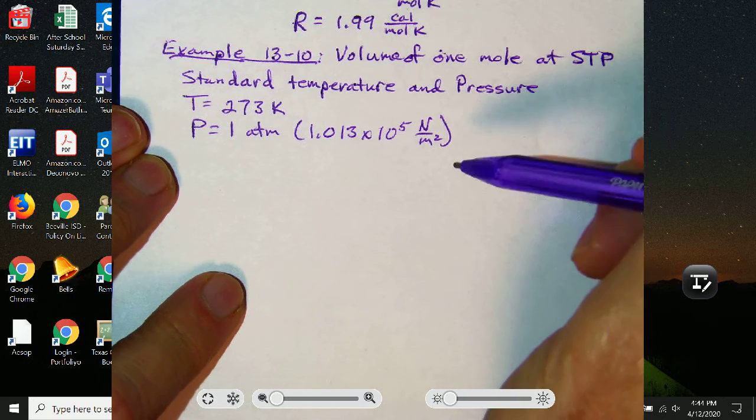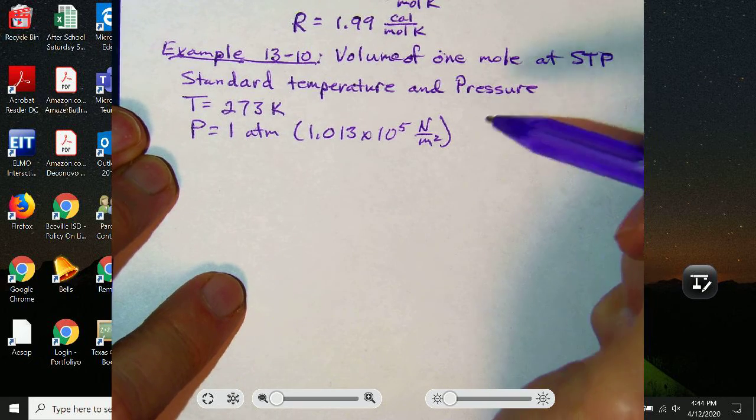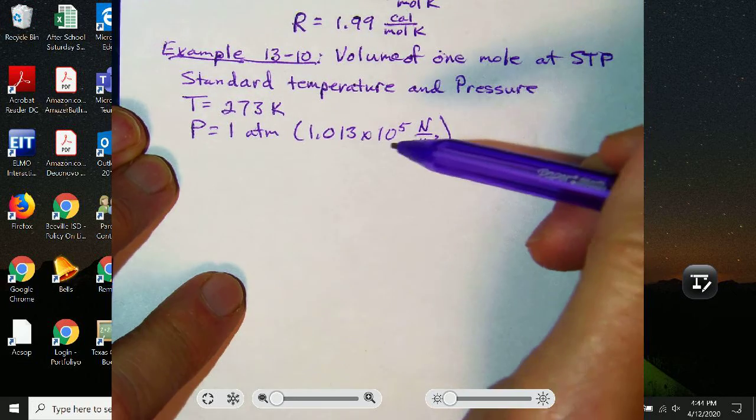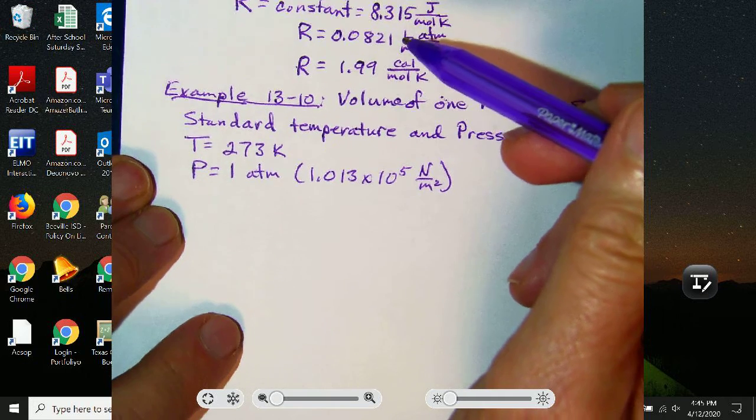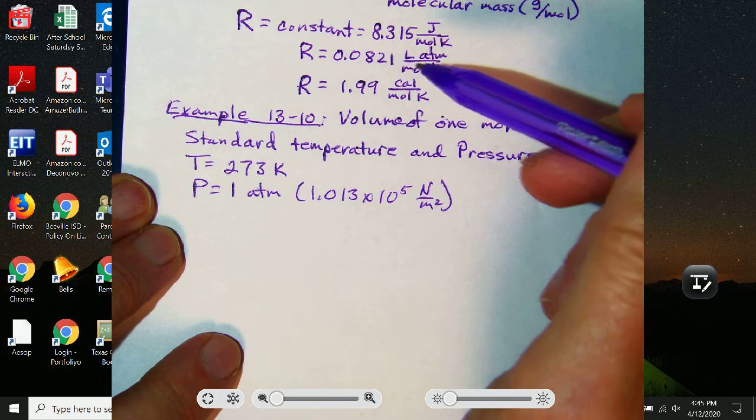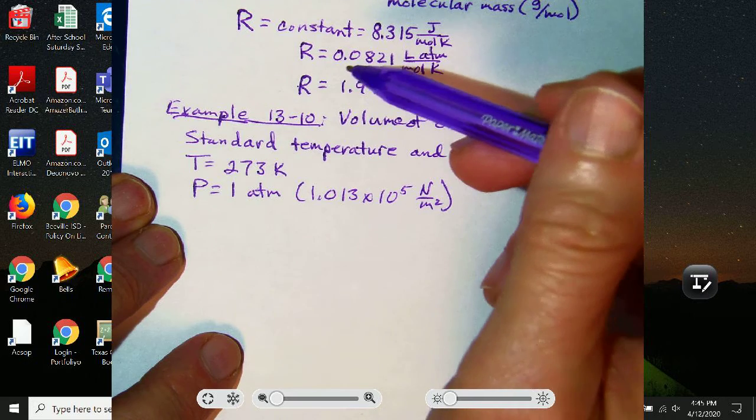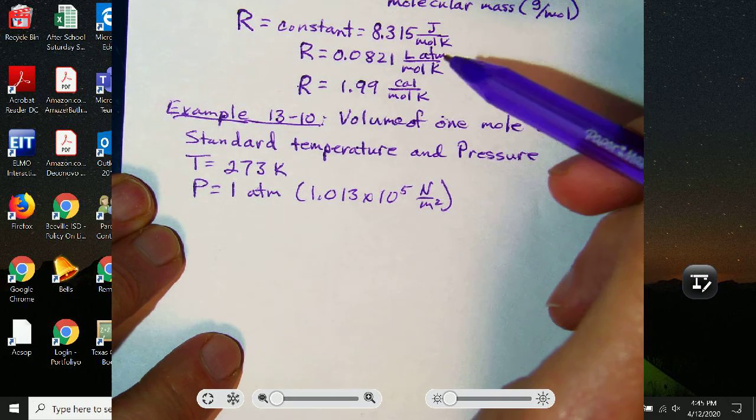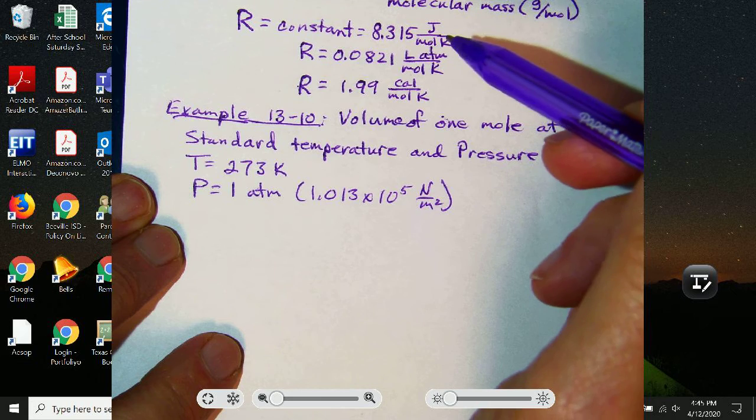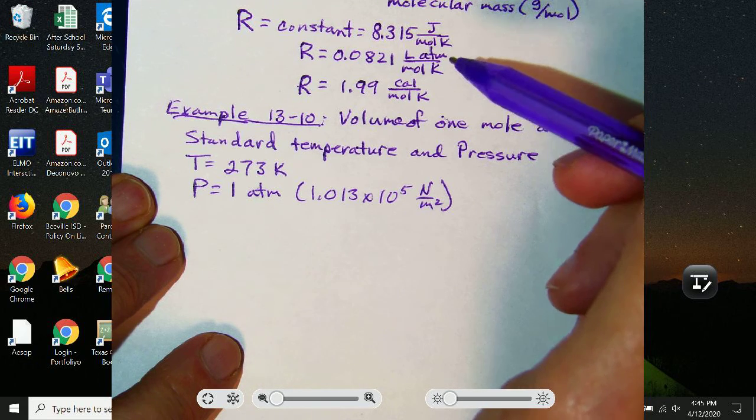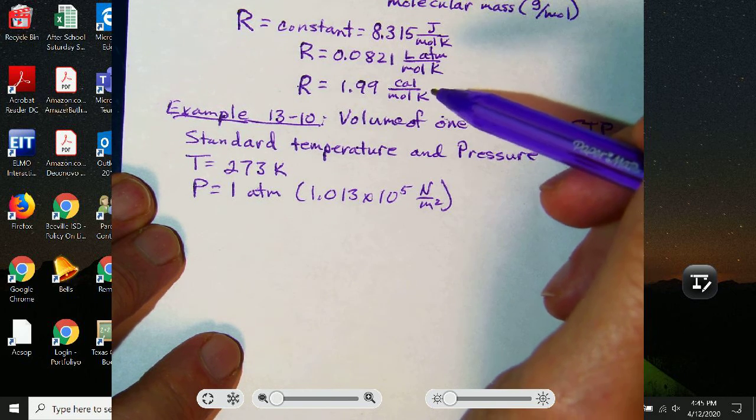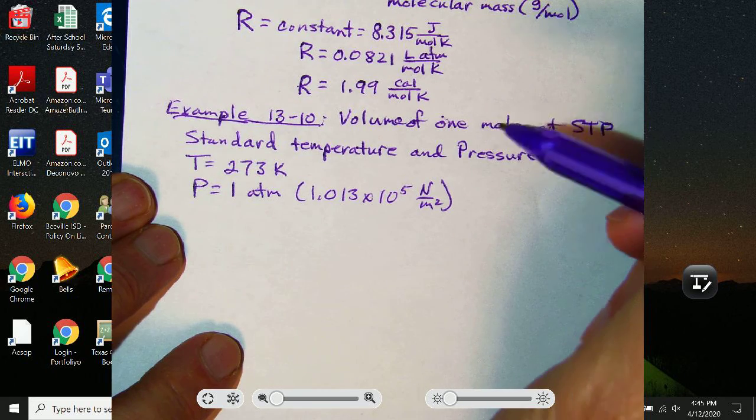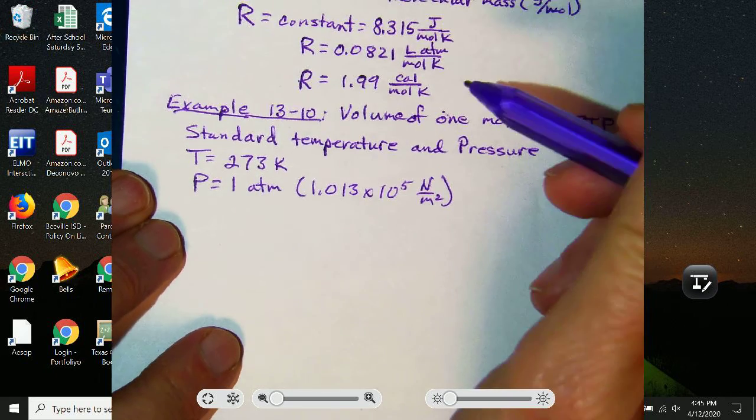Now, again, which units you use for pressure depends on which value of R you use. If you're going to use liters and atmospheres, you can use this one. Physicists typically use the top two here, joules per mole Kelvin, or sometimes liters atmospheres per mole Kelvin. Chemists will often use calories, but all three are valid.